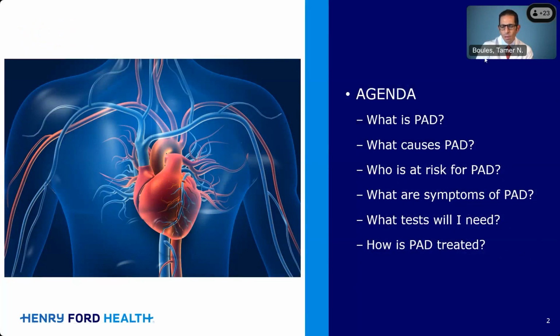Today we're going to be talking about peripheral arterial disease, of course. We're going to be talking about what PAD is. PAD is the abbreviation for peripheral arterial disease. What are the causes of peripheral arterial disease? Who is at risk? What symptoms you might expect to look out for, and maybe what symptoms aren't related to PAD. The testing that we obtain when appropriate to diagnose PAD, and then some introduction to the treatment options for PAD.